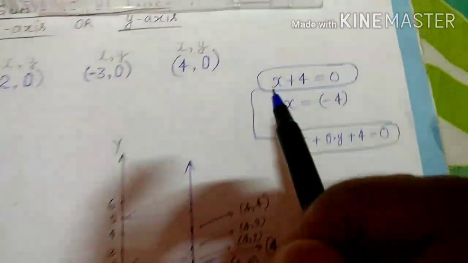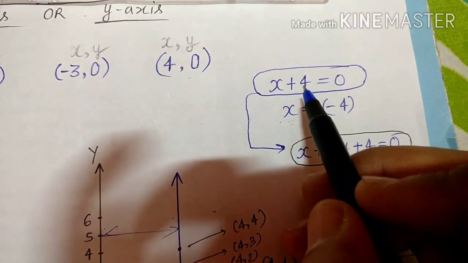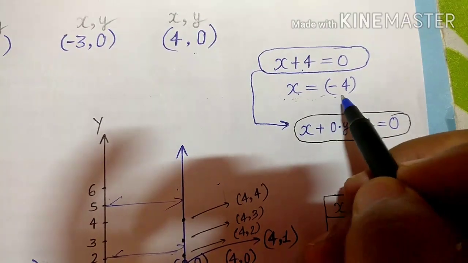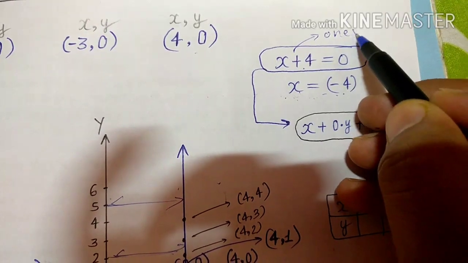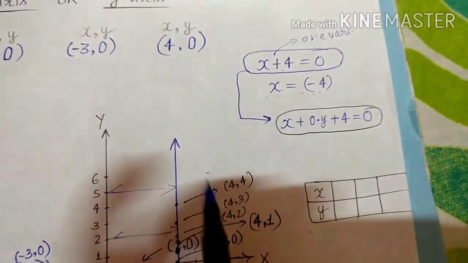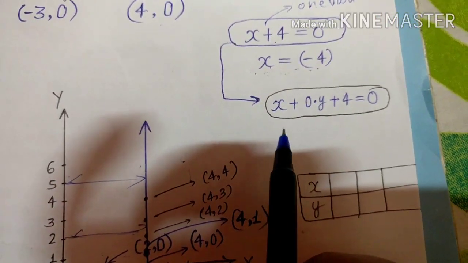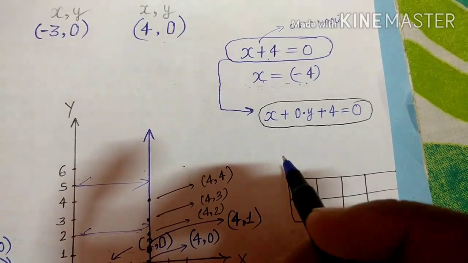How? Just check here. Now suppose that we have the equation x plus 4 equals 0, or we can write this like this. We can move this 4 to this side, so it becomes x equals minus 4. This is one variable, as you can see, one variable only, x. Now suppose that we want to show this again in 2 variables, so we can write it this way: x plus 0 multiplied by y plus 4 equals 0, of course, as we have done earlier.